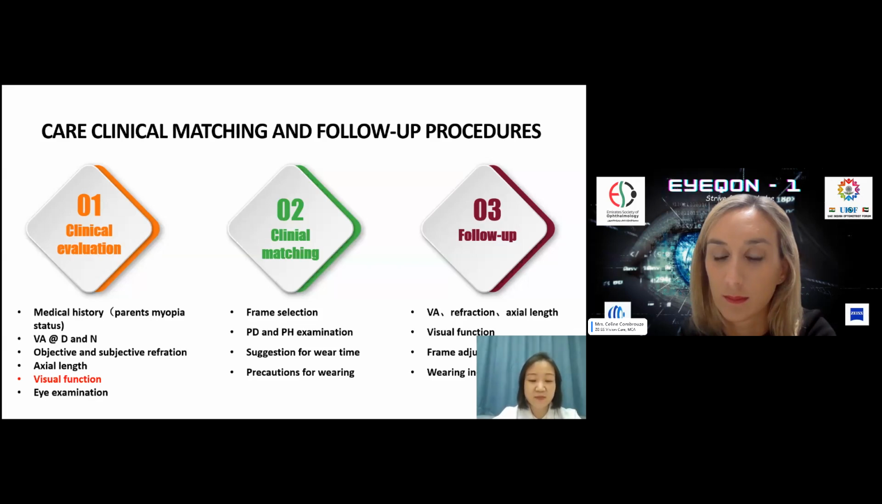Consequently, we recommend follow-up visits every 3 months. During this visit, we re-evaluate visual acuity, refraction, and axial length to monitor the progression of myopia. We also assess the status of visual function and make any necessary adjustment to the frame. Furthermore, we inquire about the child's compliance and wearing habits.